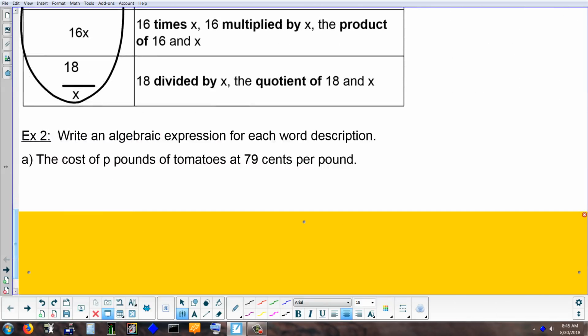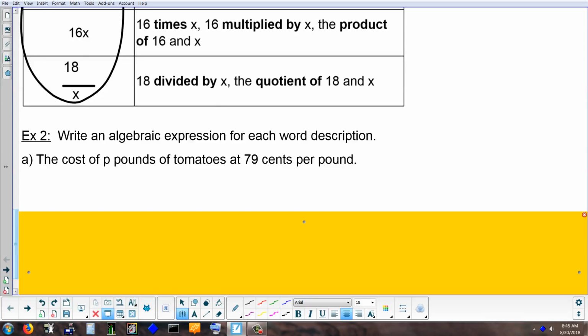So it says the cost of P... You don't have the examples for these, so you actually have to write it out. It's not a long sentence. The cost of P pounds of tomatoes at 79 cents per pound. Does anyone have an idea of what operation you're going to use here? You're going to buy P pounds, and it's 79 cents for every pound.